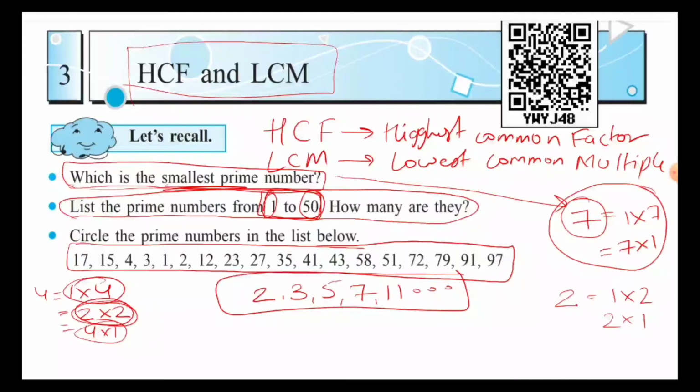So how will we do that? We will start with 17. Okay, so can you recall any table in which 17 comes? No, there is no table in which 17 comes. Okay, so we will be circling 17. Now next is 15. 15 comes in 5's table. 5 threes are 15, so 15 can't be a prime number. Next is 4. 4 is also not a prime number because 2 twos are 4. Okay, next is 3. So 3 also does not come in any table. Therefore 3 is also a prime number.